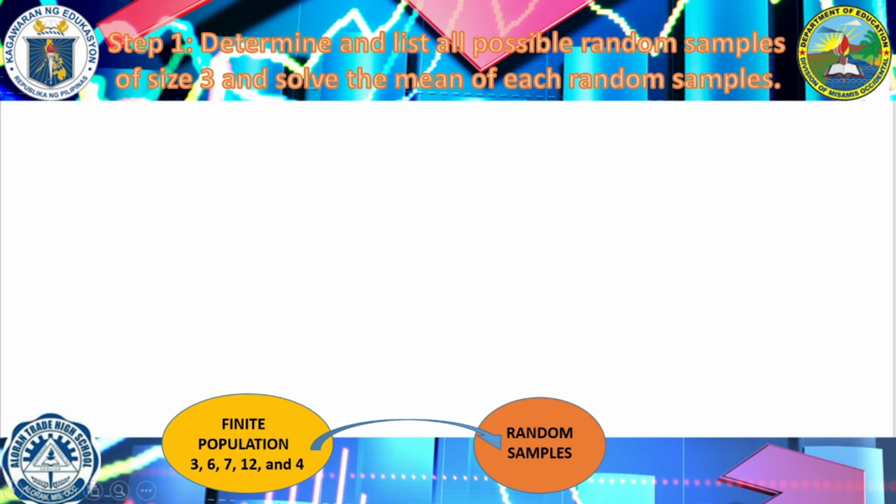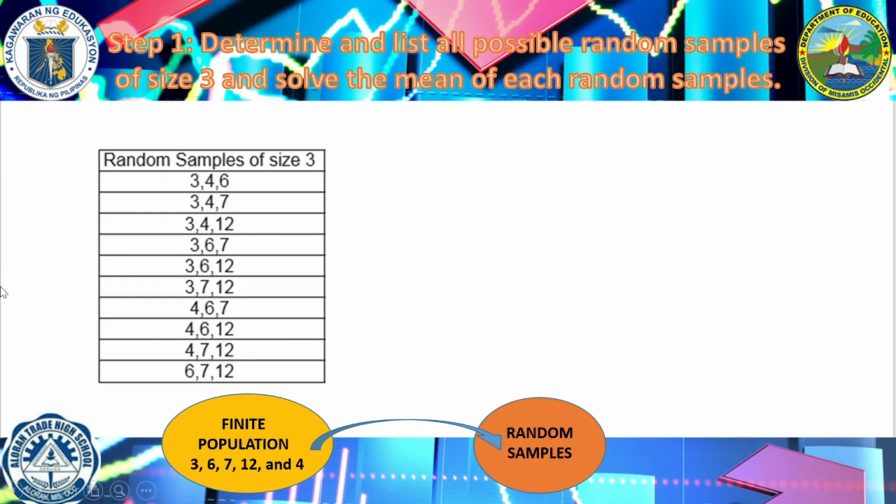So again, from the finite population, we make a sampling distribution of the random samples, and this is our distribution. Random samples of size 3 from the given finite population. So we just combine any three of the following numbers. So you have 3, 4, and 6; 3, 4, and 7; 3, 4, and 12; 3, 6, and 7; 3, 6, and 12; 3, 7, and 12; 4, 6, and 7; 4, 6, and 12; 4, 7, and 12; and 6, 7, and 12. Notice that there are 10 random samples of size 3.